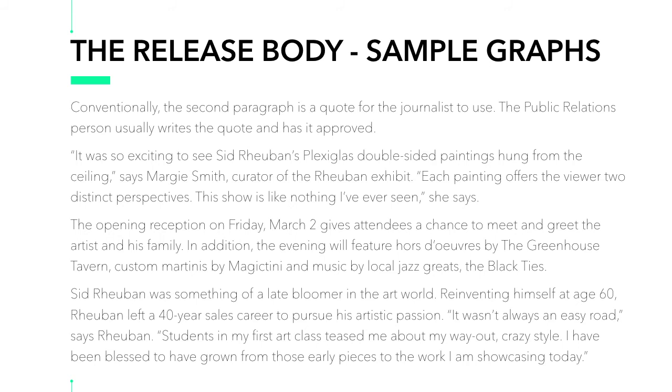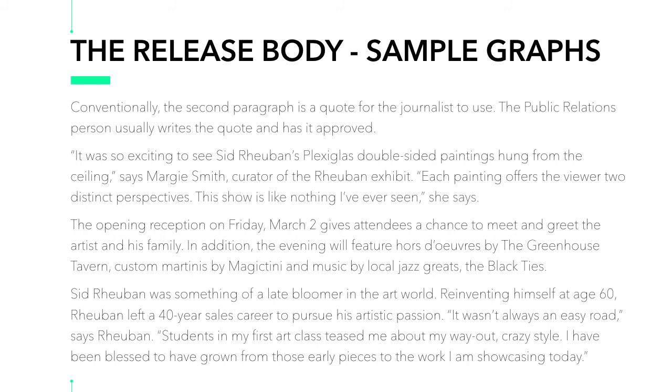So here's the quote for this release. "It was so exciting to see Sid Rubin's plexiglass double-sided paintings hung from the ceiling," says Margie Smith, curator of the Rubin exhibit. "Each painting offers the viewer two distinct perspectives. The show is like nothing I've ever seen," she says. When you're doing press releases, it's pretty common practice to use says instead of said because it makes the journalist feel more like they're doing the interview. When you're writing in a newspaper, however, you're always going to use said, okay?